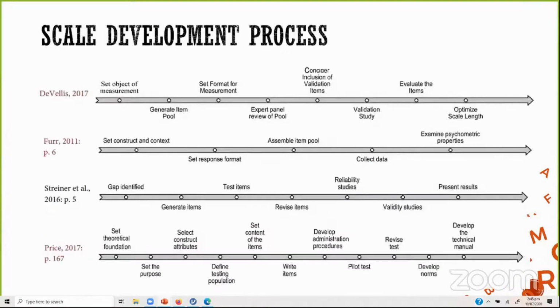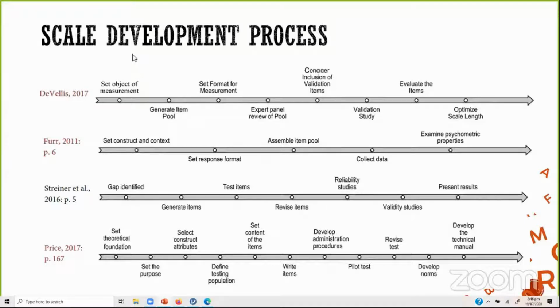The next step: what is the scale development process? Now, there are different recommendations in the literature on which scale development process one can use. There is one by DeVellis, Churchill, Schwab, Price, and there are others as well. Again, let's start with what should be a proper scale development process.